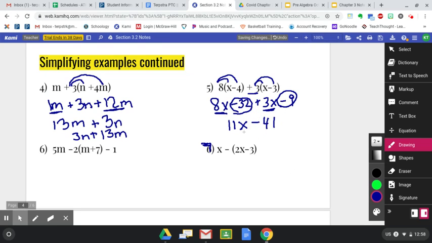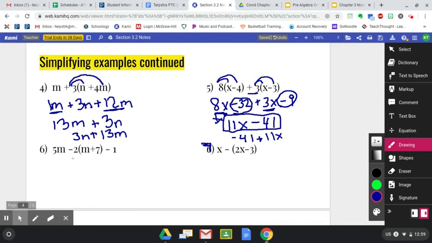Again, standard form, my variables first. I could have written that as negative 41 plus 11x, right? But let's try to get used to writing it in standard form with the variable term first.